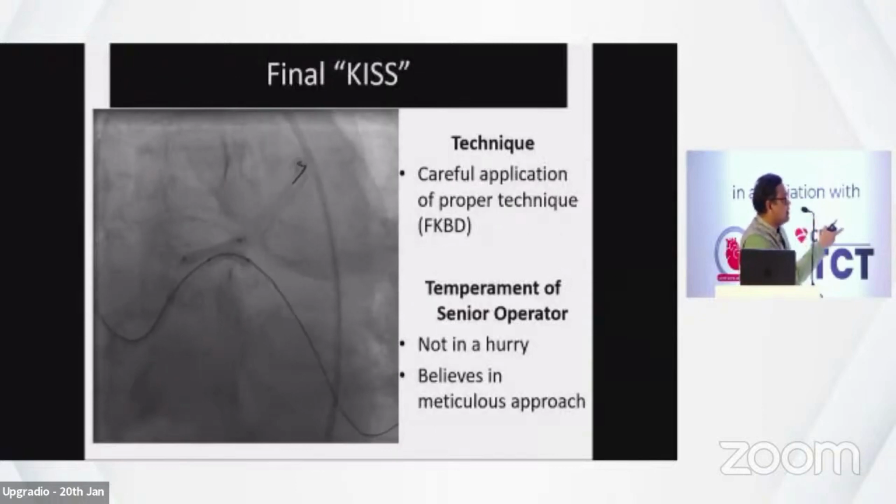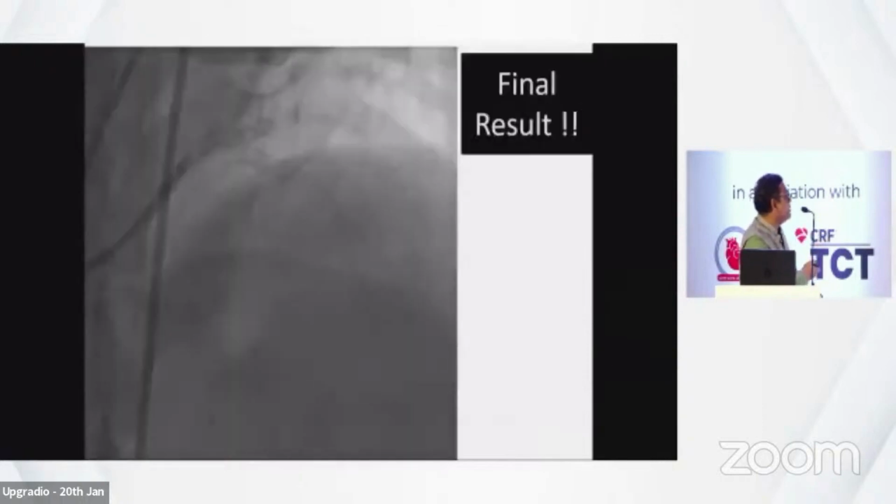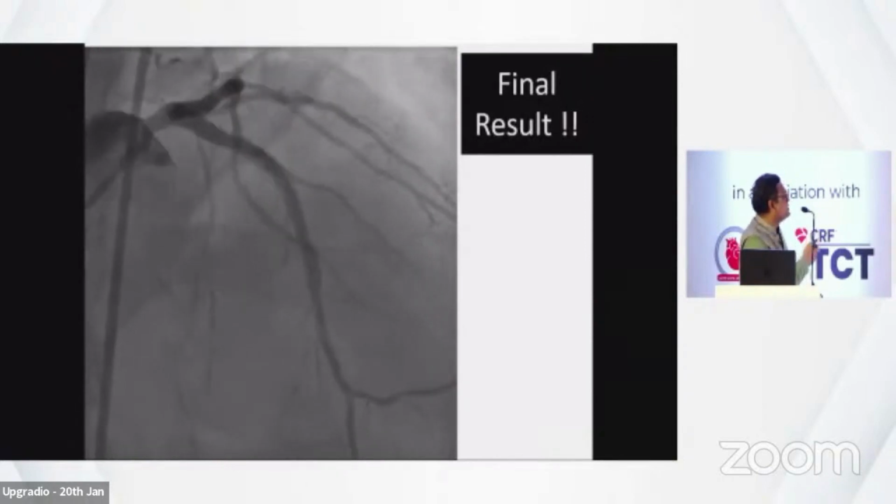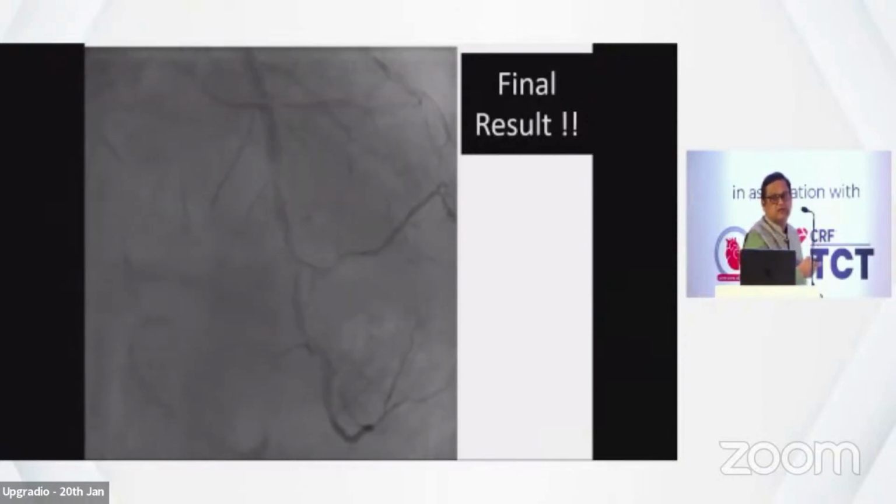So again, now because this is a very good operator, he knows that there is an overlap of stent in the left main. So he does a final kissing balloon dilatation. And so this speaks of the meticulous approach. Okay, this is the final result. And as you can see, very good result finally.